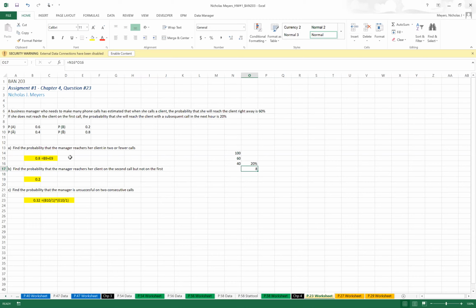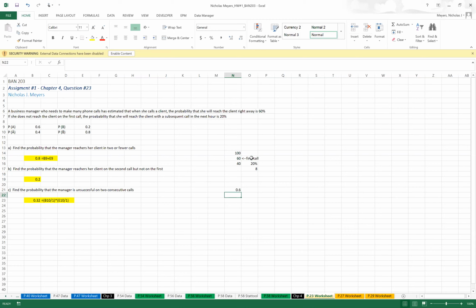Okay. So let's see how we do this using the probability measures. First off, she reaches the people in the first call, which is 0.6, right? So let's write down, somewhere, 0.6. Now, the next call would be 20% of the people she didn't reach, correct? Is that correct? Yes.